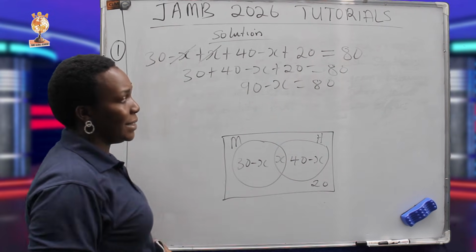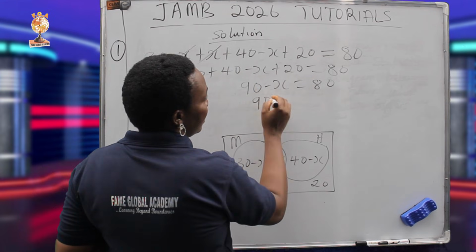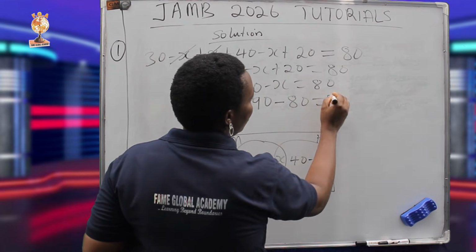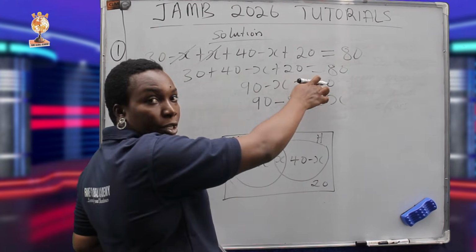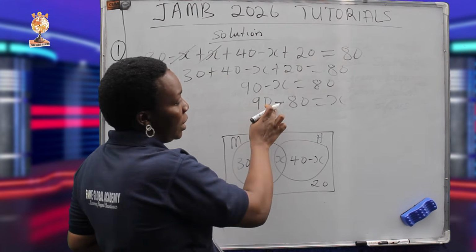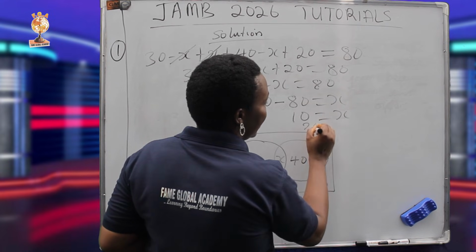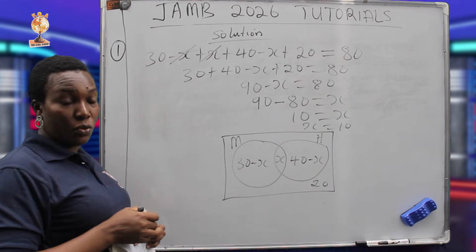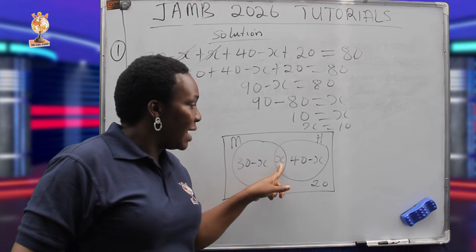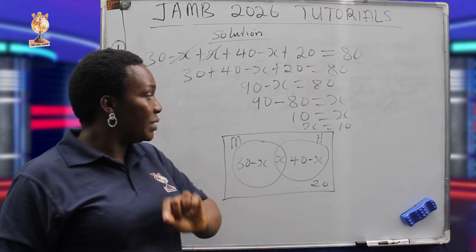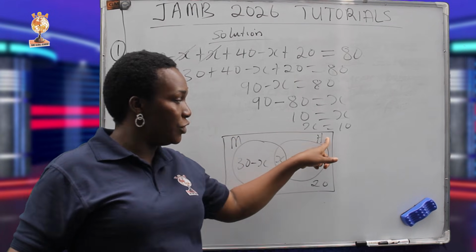So how do we get our x? Take the x to this side, bring the 80 to this side. So you have 90 minus 80 equals to x. The x is minus here. When it comes here, it becomes plus. The 80 is plus here. When it comes here, it becomes minus. So 90 minus 80, the answer is what? 10 is equals to x, or x is equals to 10. So we have gotten the value of x, 10. So that's to tell you that 10 students offer both music and history.